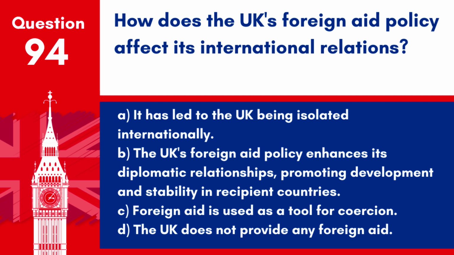A. It has led to the UK being isolated internationally. B. The UK's foreign aid policy enhances its diplomatic relationships, promoting development and stability in recipient countries. C. Foreign aid is used as a tool for coercion. D. The UK does not provide any foreign aid.